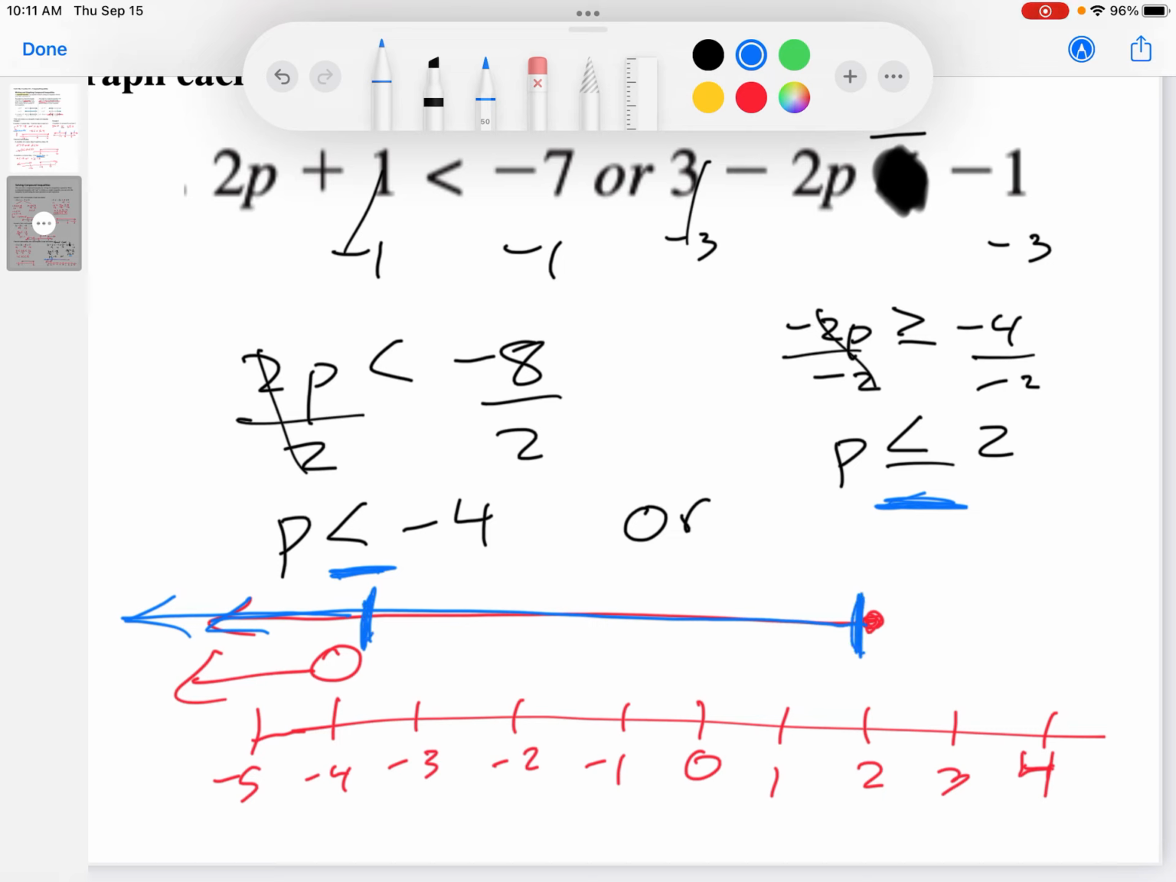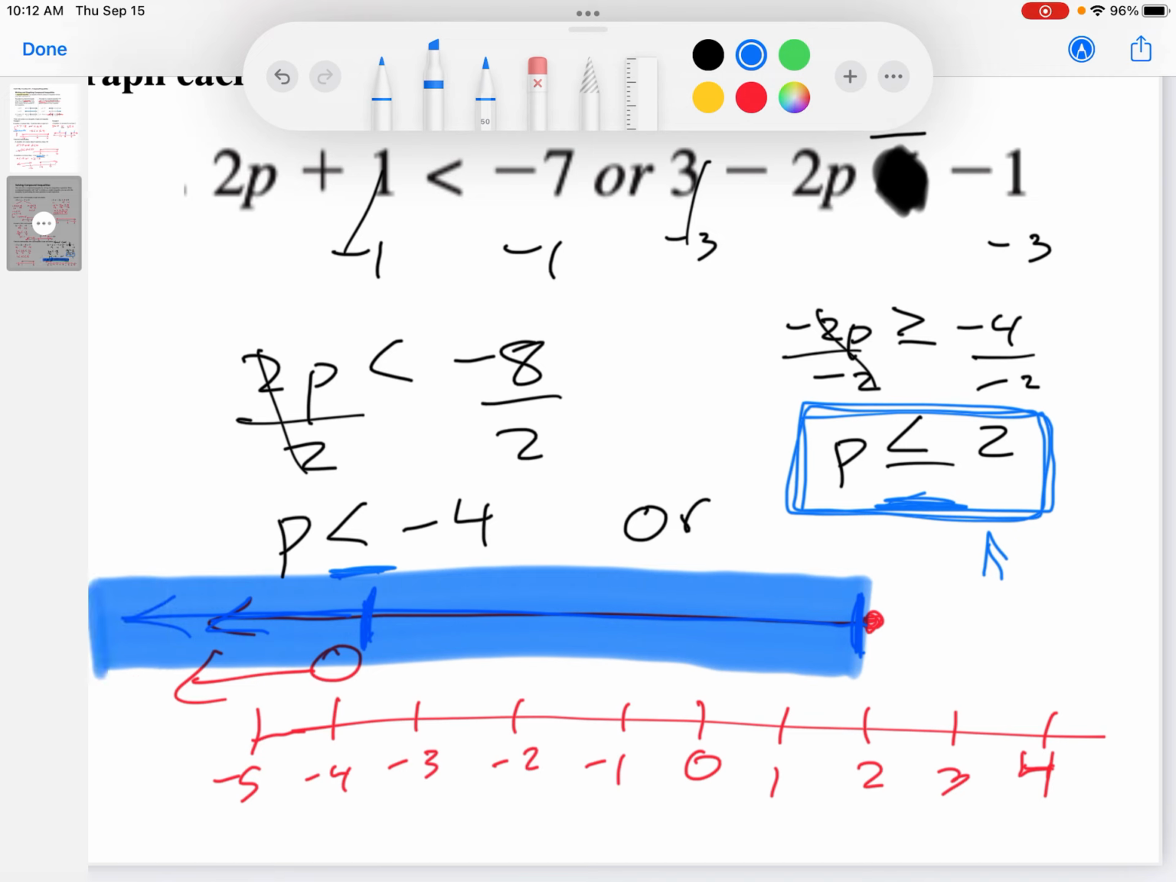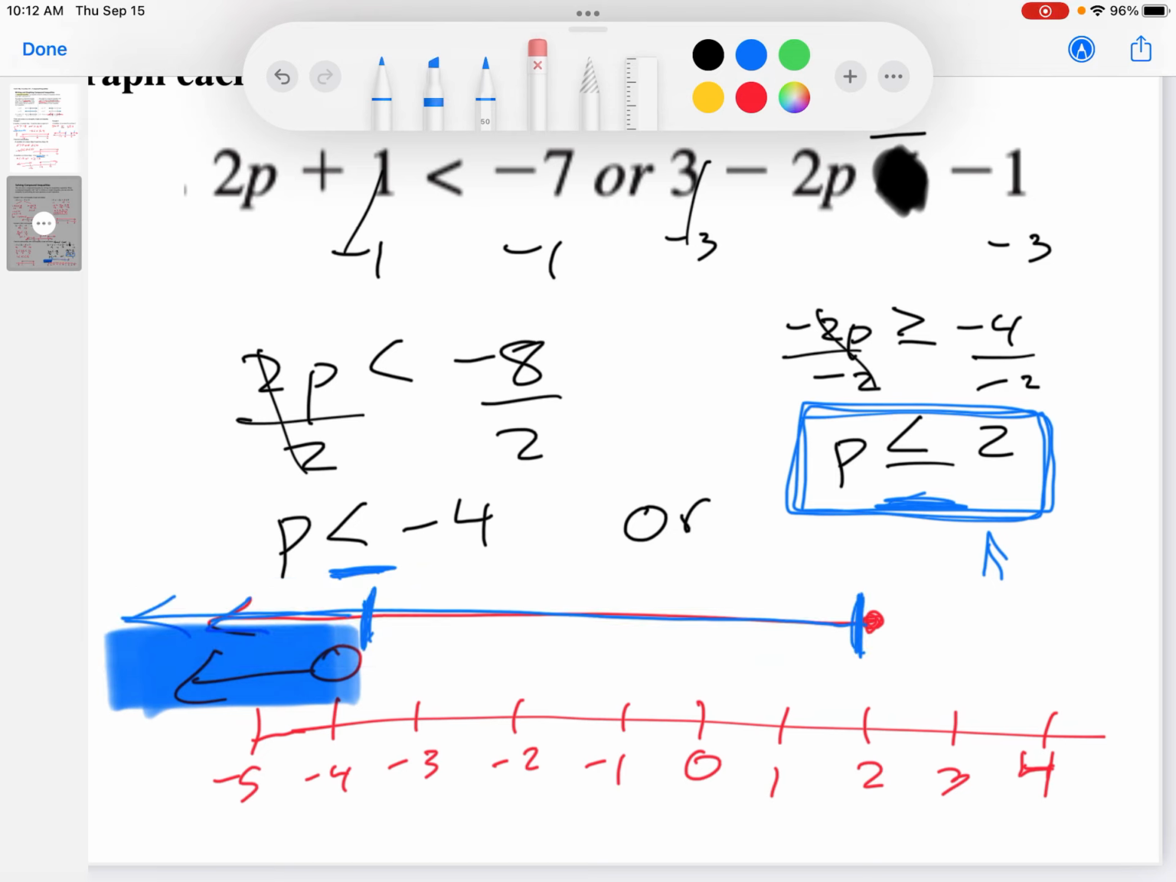And so here's the point. The solution of this particular compound inequality, you can just list the p is less than or equal to 2 part, because if you list that as the solution, then that encompasses all of the possible solutions to the left of 2, including the ones from that other inequality statement that was p is less than -4.